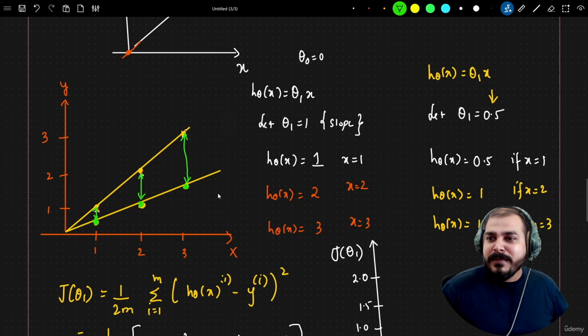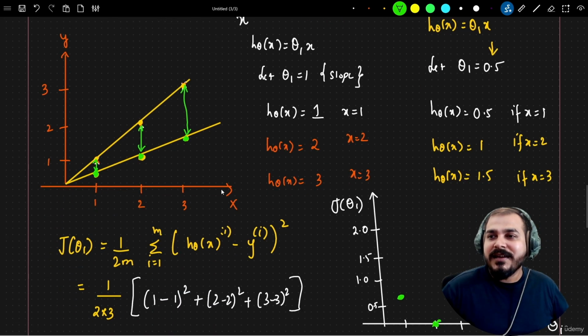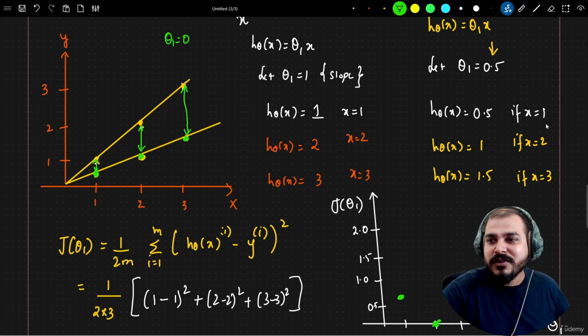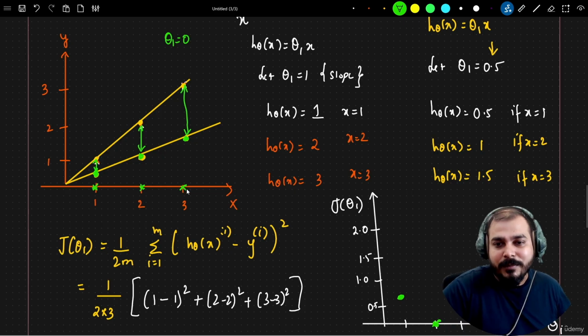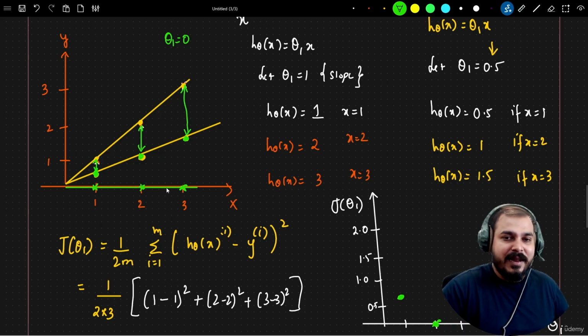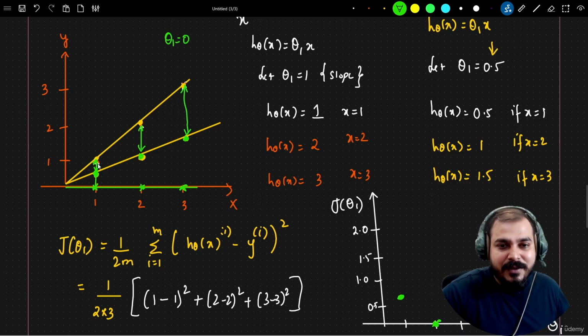Now let me consider one more thing. Let's consider what will happen if my theta 1 is equal to 0. If theta 1 is equal to 0, that basically means when x is equal to 1, theta 1 is 0, and 0 multiplied by 1 will be 0. So my first point will be here, my second point will be here, my third point will be here. So this will basically be my next best fit line, and obviously the error will still be higher.